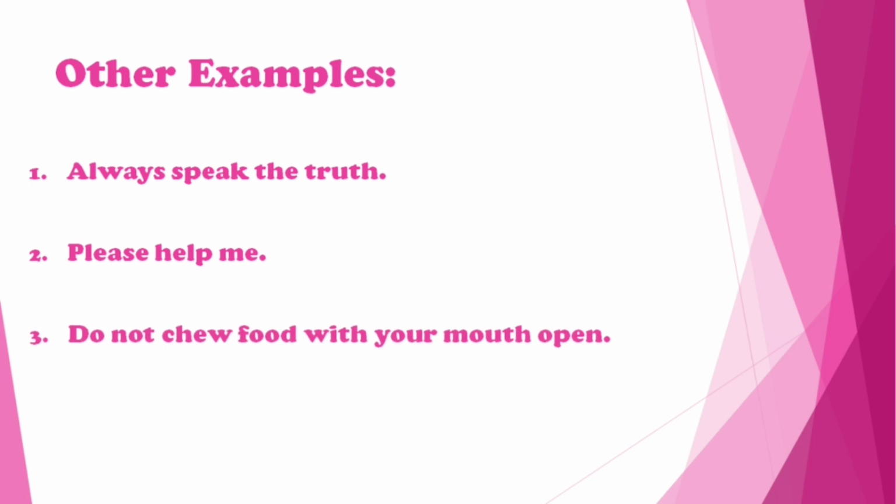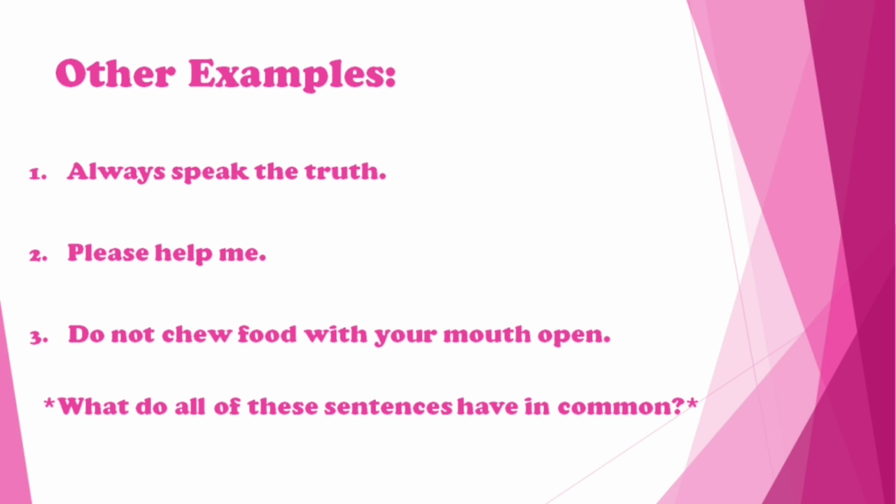Other examples: always speak the truth. Please help me. Do not chew food with your mouth open. What do all of these sentences have in common? Every sentence gives instruction, and they start with a verb and end with a full stop. But the first sentence, always speak the truth, is exceptional because it doesn't start with a verb. There is an adverb, always, before the verb, because always modifies the verb speak. That is why it plays before the verb. So we should be careful about that.